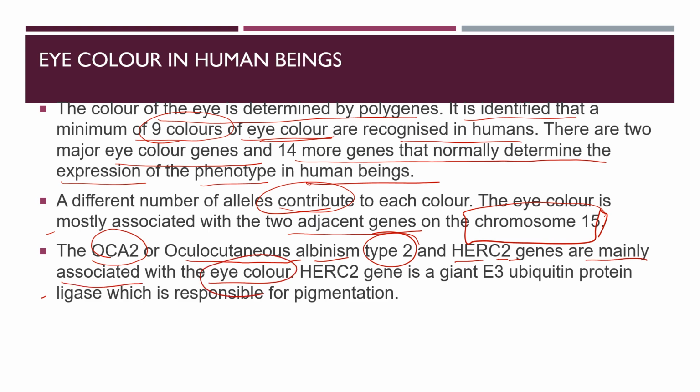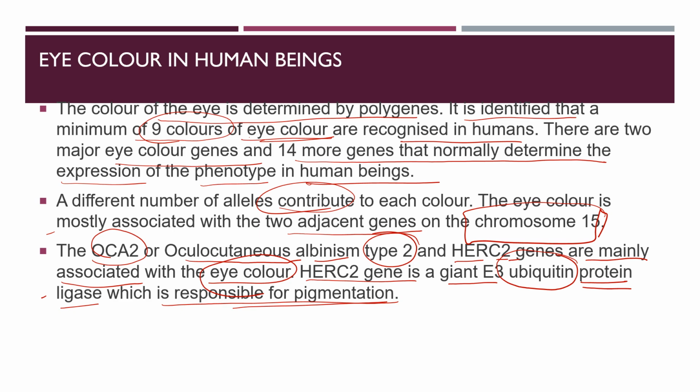So oculocutaneous albinism type 2 and HERC2 genes. HERC2 gene is a giant E3 ubiquitin protein. So these are all for higher classes. I'm just writing it to give you a clear view of what is happening and just to know the names. So it is a protein ligase which is responsible for the pigmentation or the eye color.